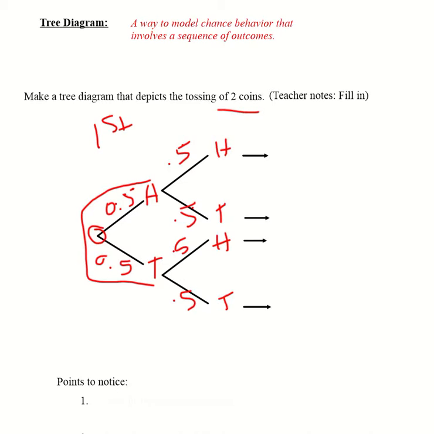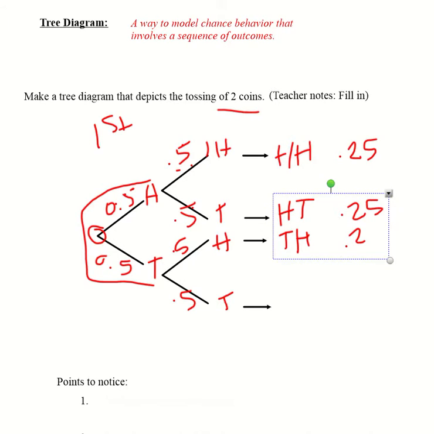And so now we can write the outcomes. We would get heads, heads, and to find the probability of that, we take the two probabilities on the branches and we multiply them. So we take 0.5 times 0.5 and we get 0.25. Here we got a heads and then a tails. We take 0.5 times 0.5, we get 0.25. We had tails and heads. 0.5 times 0.5 gives me 0.25. And then we got tails, tails, and 0.5 times 0.5 is 0.25.